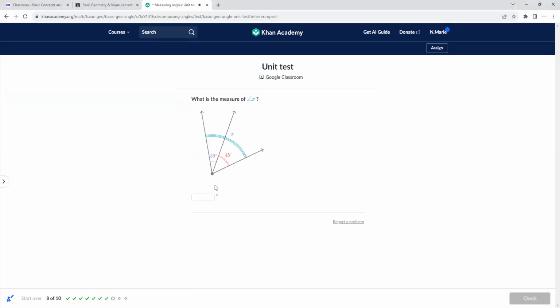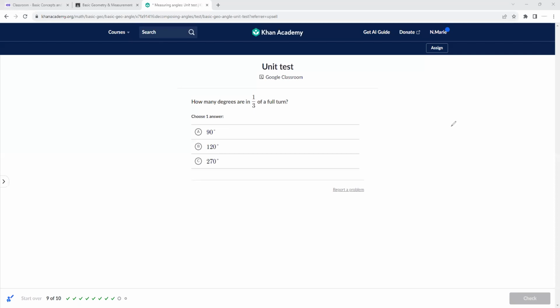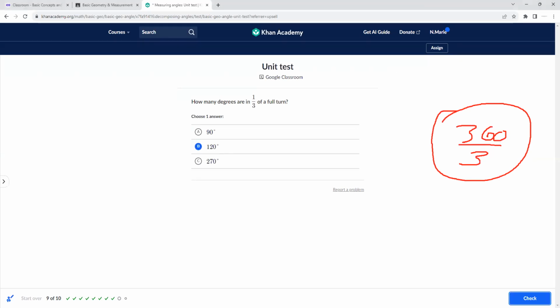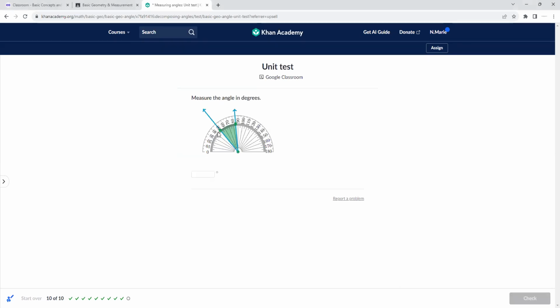Cute. What is the measure of X? Well, if this is 30 and that's 45, then I just add them together and I get 75. That's how big angle X is as an entire thing. How many degrees are in 1/3 of a full turn? So if I have a full circle, which is 360, divide that by 3. That'll get you 120. 120 plus 120 plus 120, add it together, gets right back to 360. This angle starts at 50 and goes to 85, so that's 35 degrees.